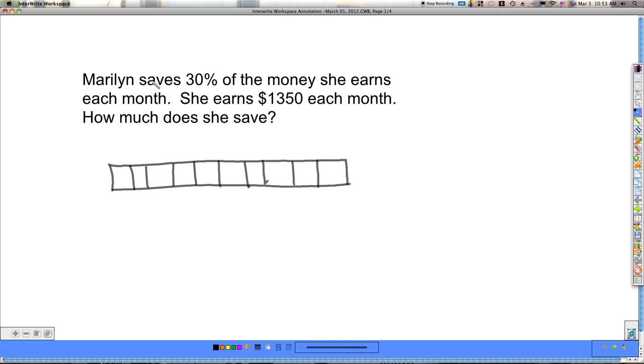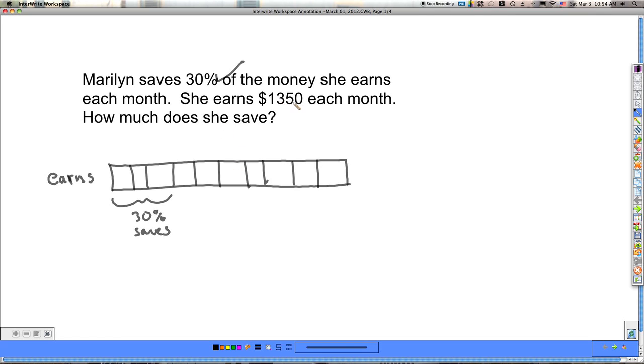So what's going on here? Marilyn is saving some of the money that she earns. Specifically, she saves 30% of the money that she earns. So this is 30% that she saves. And 30% of what? 30% of the amount that she earns. So 100% is what she earns, and what she saves is 30%. So we've got this sentence now on our bar model.